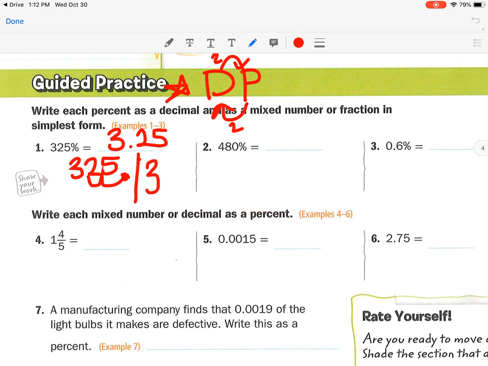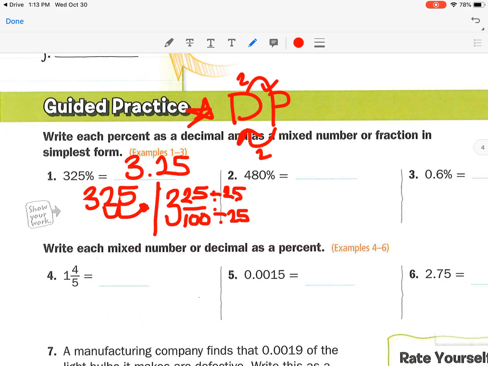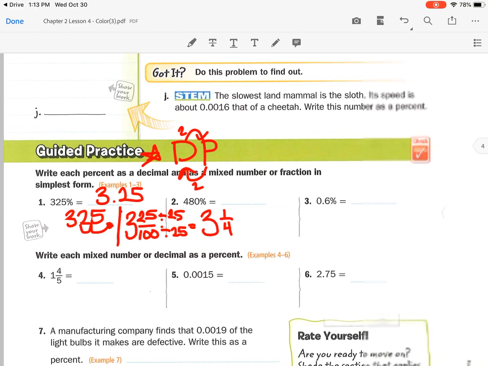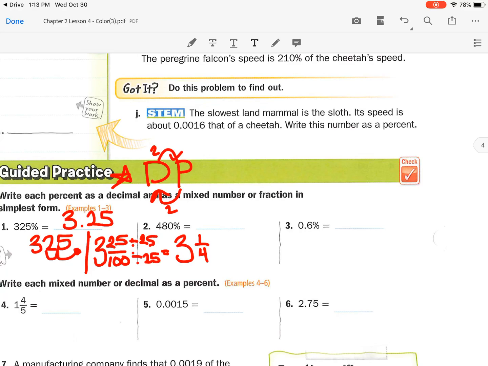So notice I have 3 whole, and then I have 25 over 100. Well, I know that that can be simplified by dividing each of these by 25, which is going to give me 3 and 1/4. It's going to give me 3 and 1/4. Okay, let's do the next one.